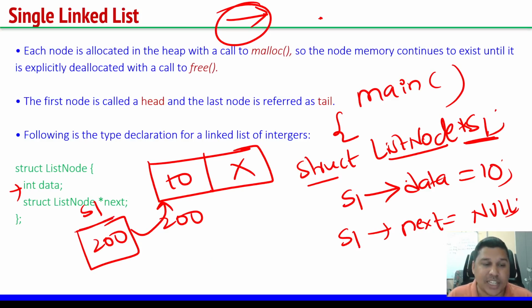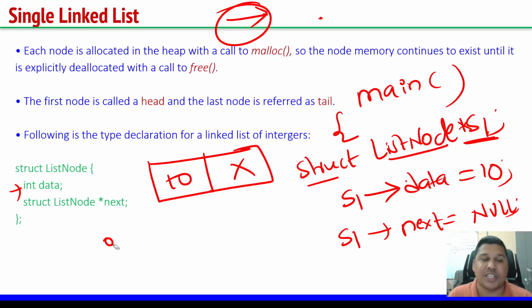S1 is a box like this and it is pointing this way, just for understanding. S1 is a box like this, but this itself is S1. It is pointing to this location. It has address 200, but it is pointing to this location.